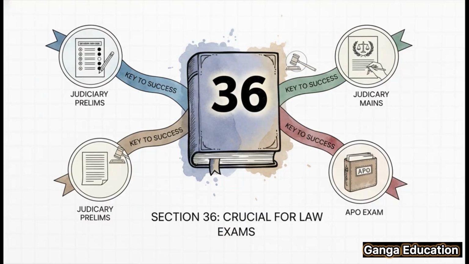So why are we spending so much time on this? Well, let's talk about why it's so important for your exams. Judiciary prelims aur mains dono ke liye section bahut important hai. For prelims, you could get a direct question on its evidentiary value. For mains, you might see a problem-based question, just like the example we just went through, and for the APO exam, a direct question on this topic is definitely possible.